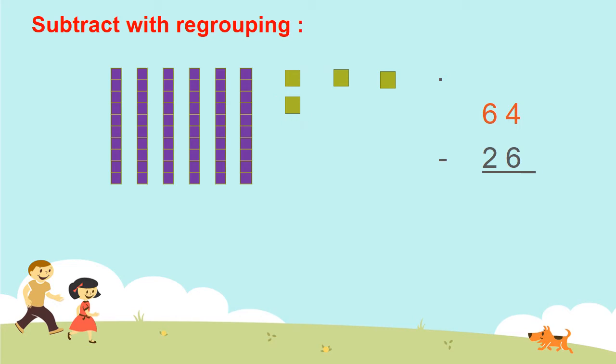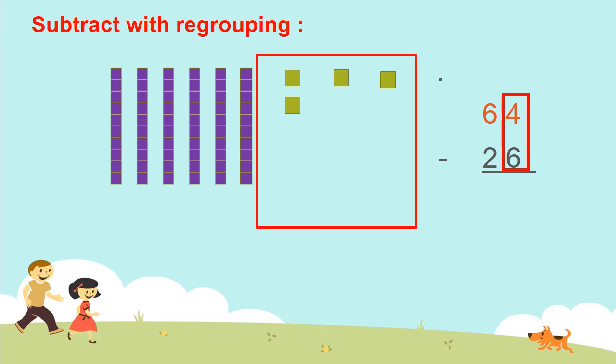Now, I want to take away or subtract 26. I'm going to start from where? From the ones. Excellent. Good job. Now, I have 4 and I want to take 6. Can I take now 6 from these 4? Of course not. I cannot take 6 from 4. Now what shall I do? Let's think.